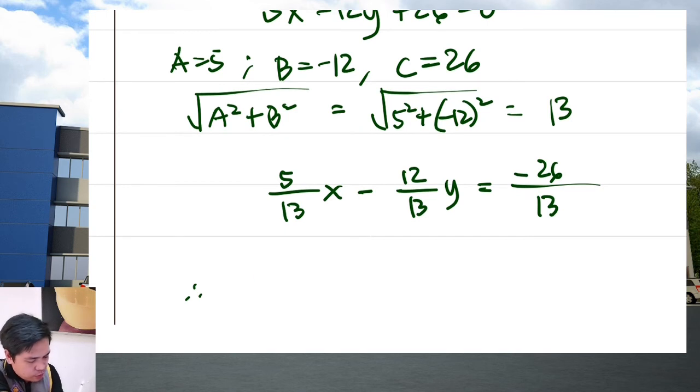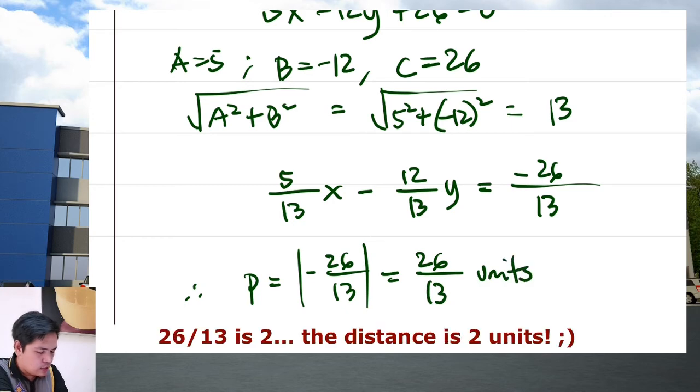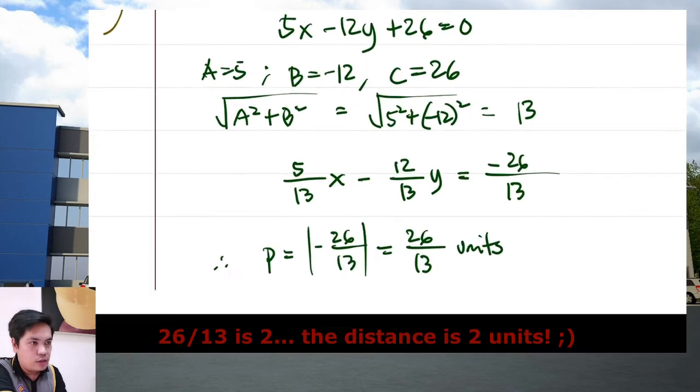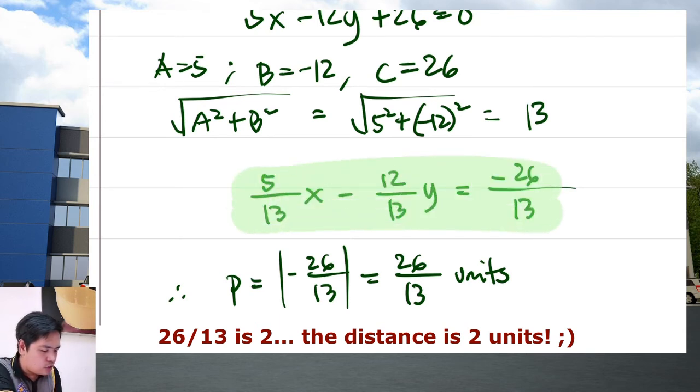Okay, so therefore, P is equal to absolute value of negative 26 over 13. So that's 26 over 13 units. That is the distance of the line from the origin. So ganun lang siya kadali. So these are our answers. This and this.